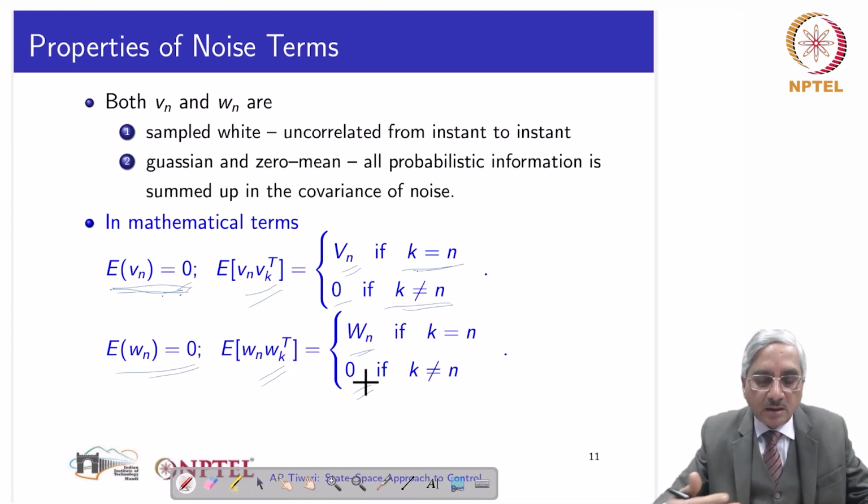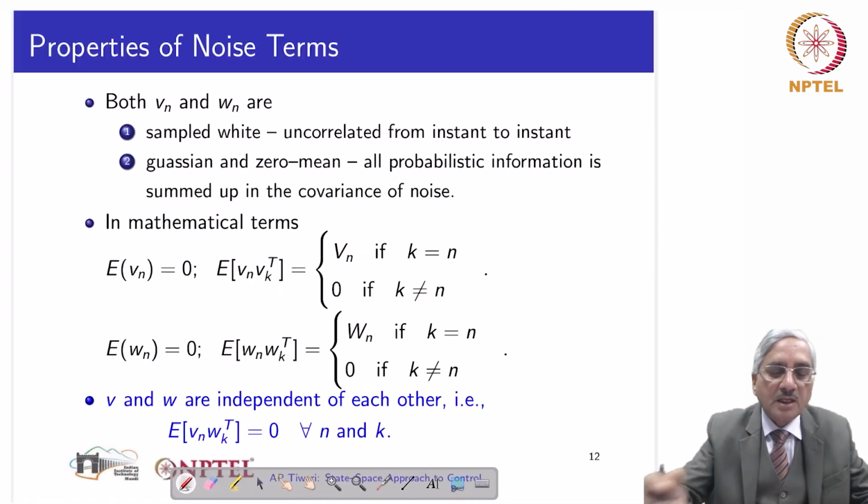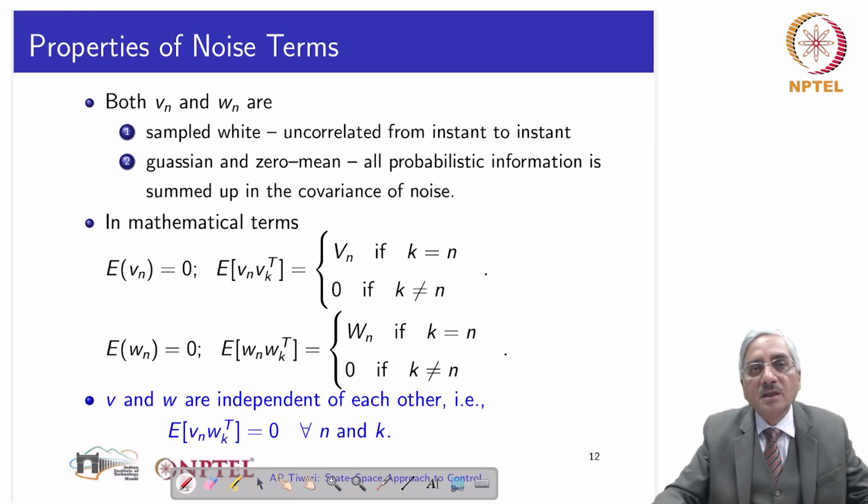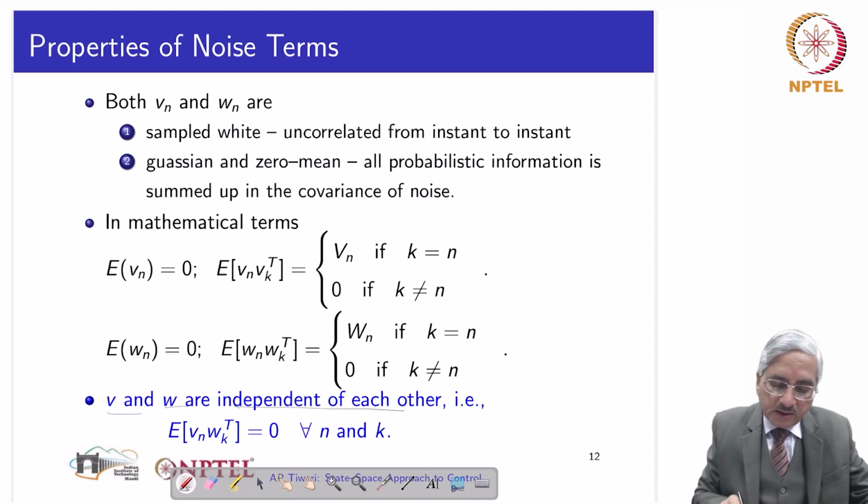So these properties are identical to before, only here they are available at discrete moments of time, and so are their samples. They are not functions of time, but their values are known only at discrete moments of time, Tn, Tn plus 1, etc. V and W are independent of each other, so this holds: the expectation of V W transpose is 0 for all n and k.